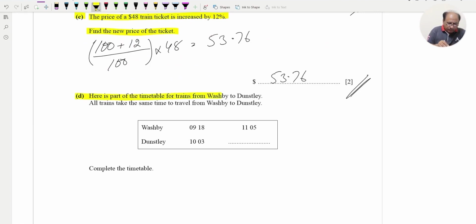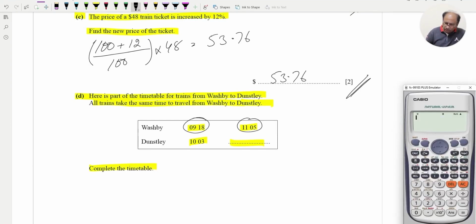Now for D part. Here is part of the timetable for the trains from Westby. All trains take the same time to travel between these two locations, and the timings are provided. So complete the table. We need to find this value, and we can check the time taken, the difference between these 2 times.